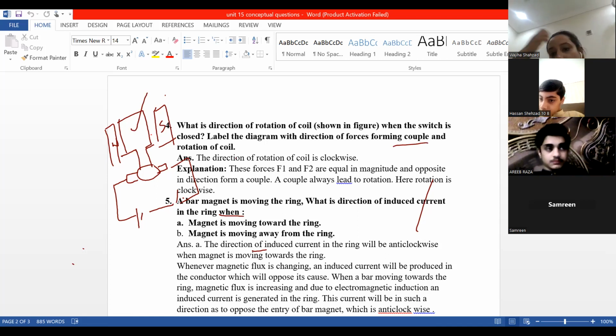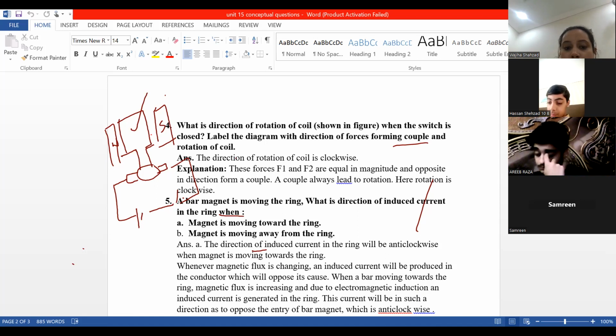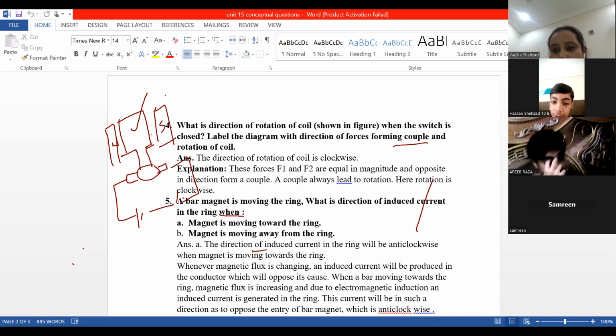Okay, now who can tell me what is a couple? We have already discussed it in the class. We have learned this term in grade 9 as well. Can you define what is a couple? Yes, Arif, can you define what is a couple? Hassan, can you define what is a couple? Ma'am, when two forces move in the opposite direction, one in the clockwise and the other in anti-clockwise motion.